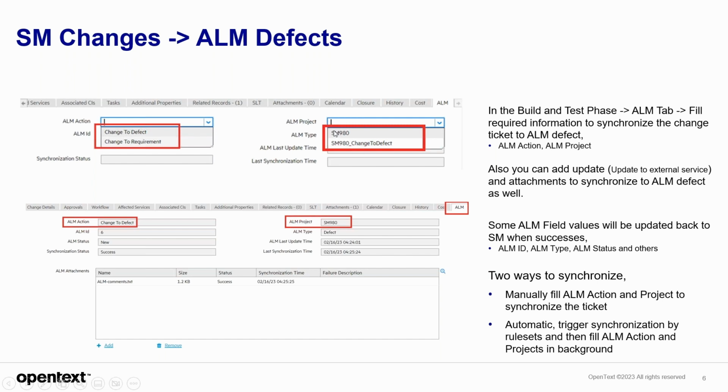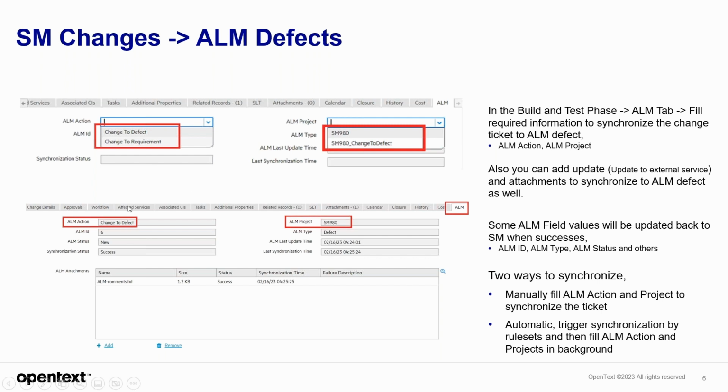And ALM project. Since in ALM, the customer could create multiple projects, in this solution, one integration instance is configured for one ALM project. If you enable multiple instances, it means you set up the integration for multiple projects. So there will be more projects listed here. Here are two projects. Then I will choose Service Manager 918 for the example. When you choose the action and the project, you can start to synchronize.